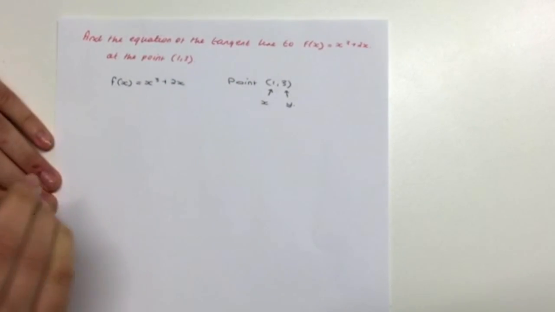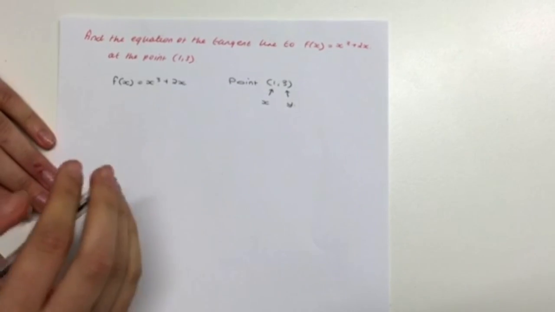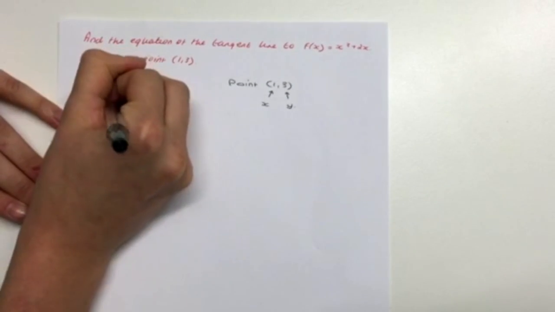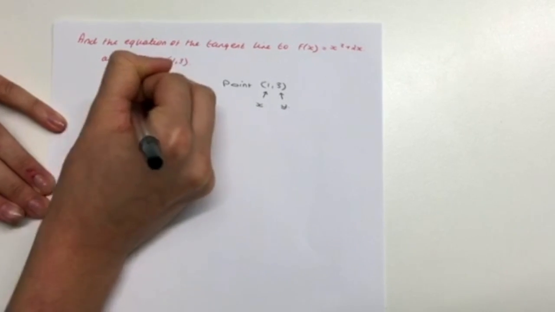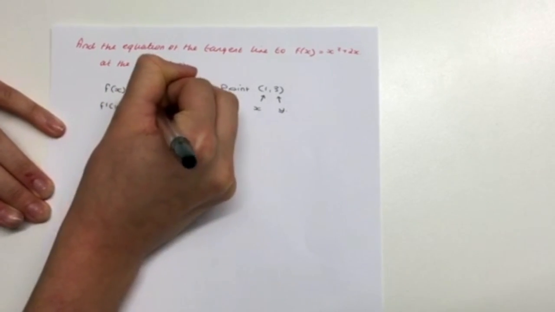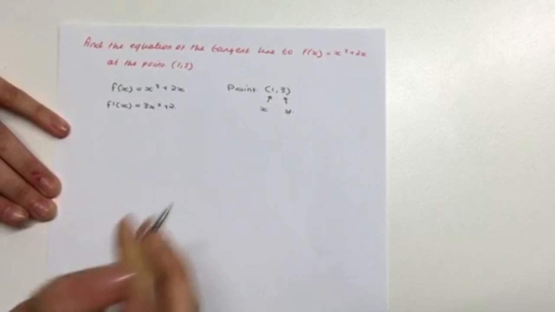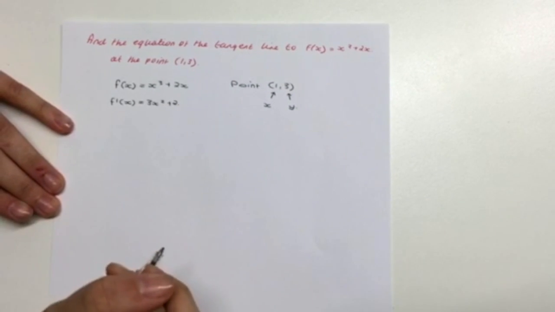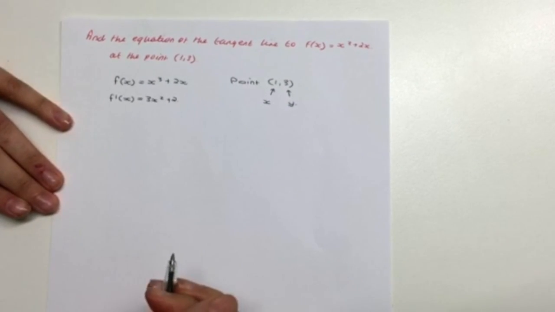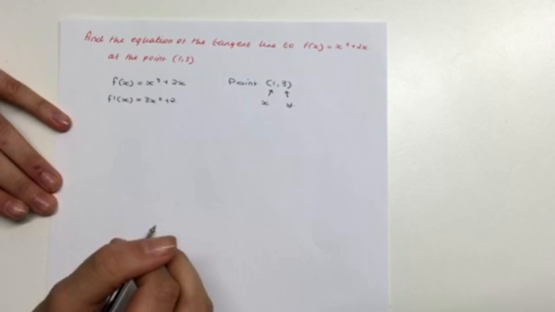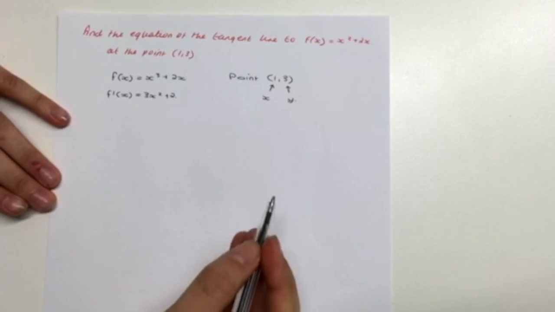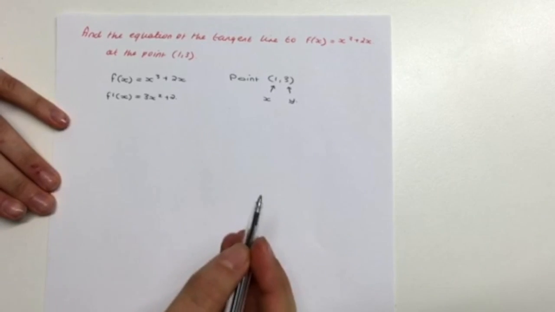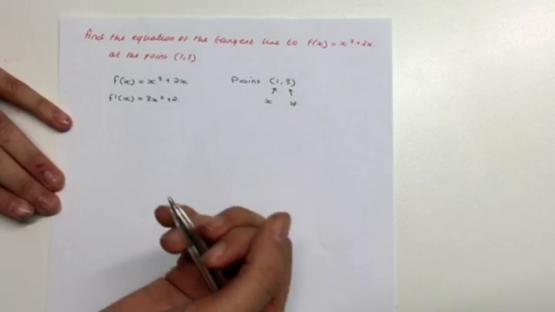Alright, now that we've done that, let's go ahead to our first step, which is to find the derivative. Now I found the derivative by using the sum and difference rule as well as the power rule. So on to the next step. The next step is to substitute x into the derivative to find the slope of the curve. So let's do that now.